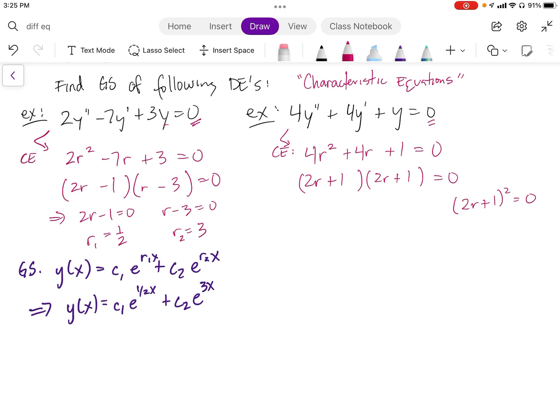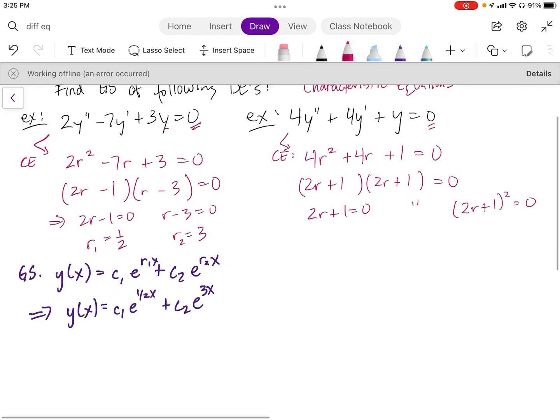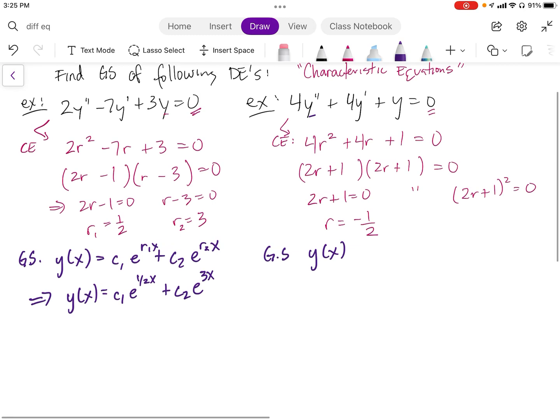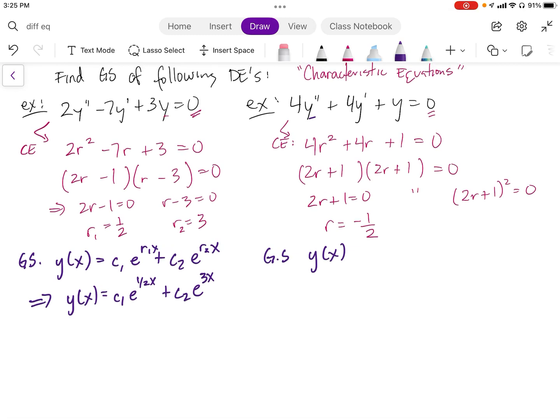Where r1 would equal r2. So solving one of these, since they're the same, we get r equals -1/2. Again, I'm showing the general solution for a second order, but if we had repeated roots beyond this, you would just generalize this formula to go further. So the general solution of this differential equation that has repeated roots is of this form.